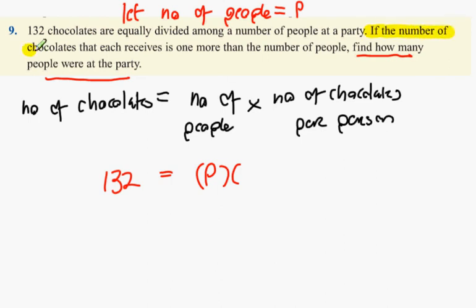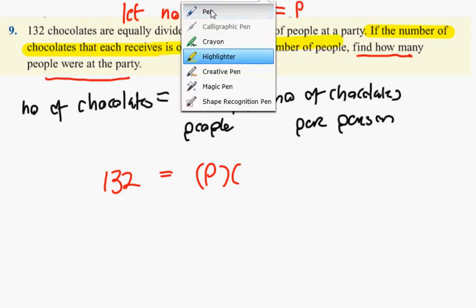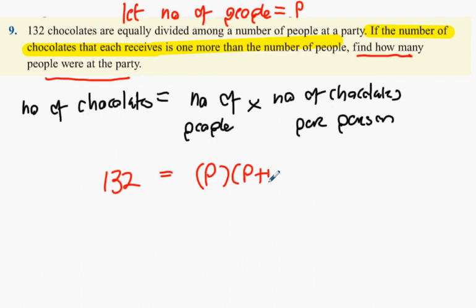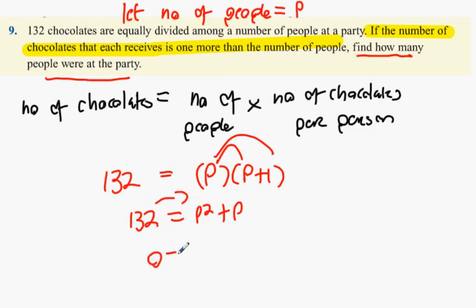If the number of chocolates that each person receives is one more than the number of people, P plus 1, there we go. And now there's only one letter for one equation, right? Multiply out. P squared plus P equals 132. Move the 132 over the other side. P squared plus P minus 132.